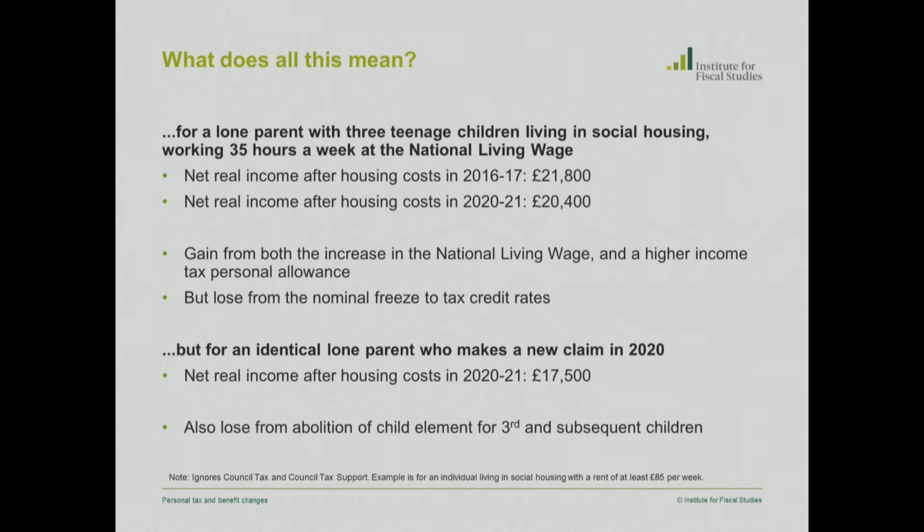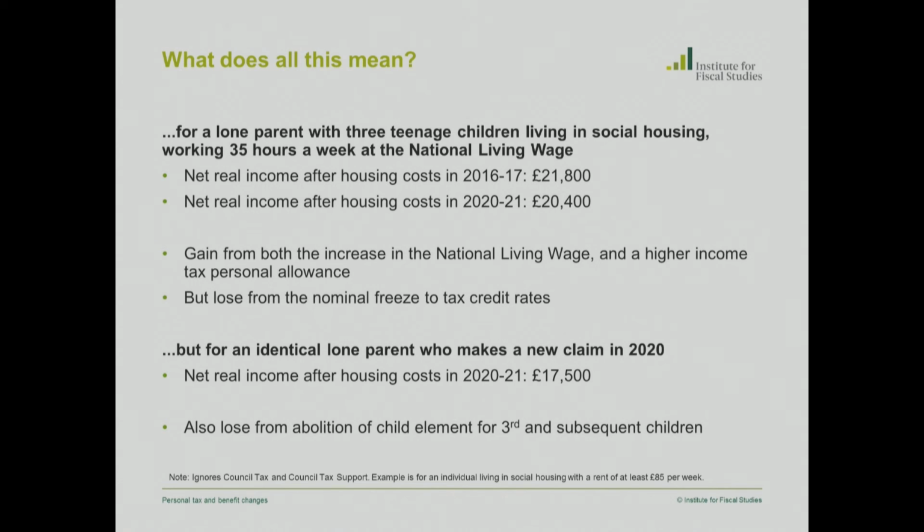Her net household income in real terms after housing costs this year is just less than £22,000. Now, even if she stays on tax credits, all her children are already born, so she's not affected by these new reforms. Her net income is nearly £1,500 lower in 2020-21. She is gaining from the personal allowance and from the national living wage, but losing from the nominal freeze to tax credit rates.